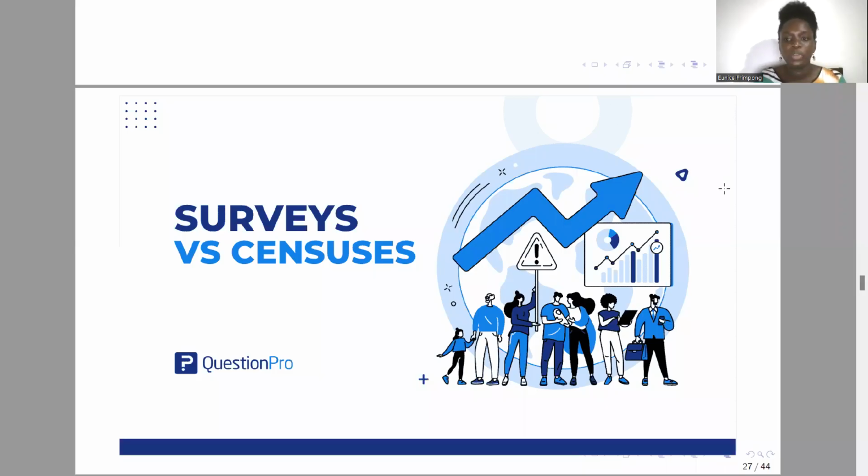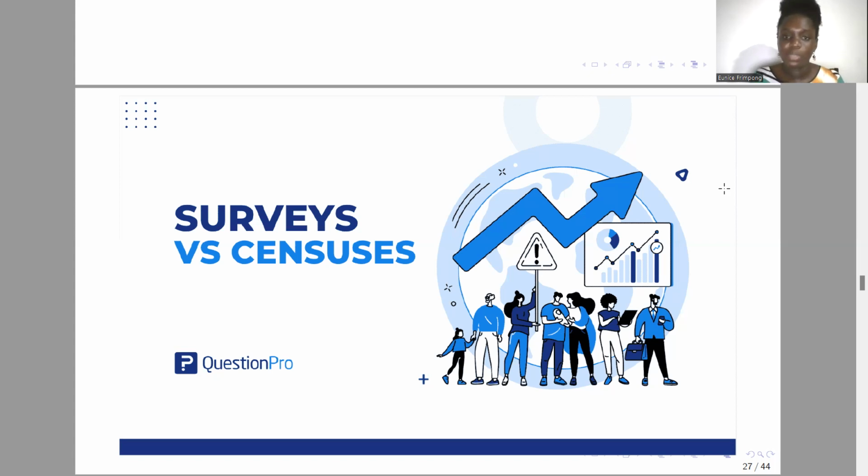Welcome back. We will now look at surveys and censuses. These are other very important aspects of statistical method study, and surveys and censuses are ways of describing how data is collected. So a survey is a study that is conducted on a sample, okay? And a census is a study that is conducted on the entire population.